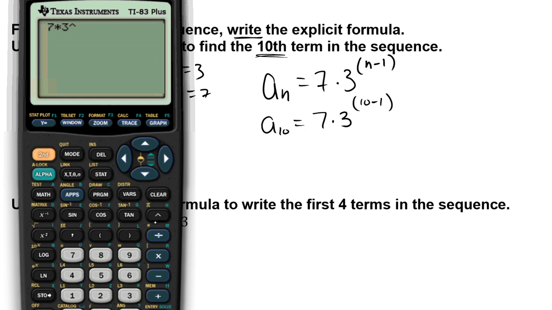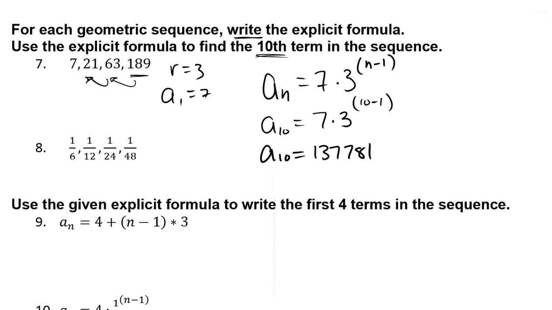7 times 3 to the, and if you want to do the expression, you need to put parentheses around it, but I just, 10 minus 1 is obviously 9. So this is 7 times 3 to the 9th power. I press enter. It's a pretty large number, right? The 10th term in this sequence would have to be 137,781.